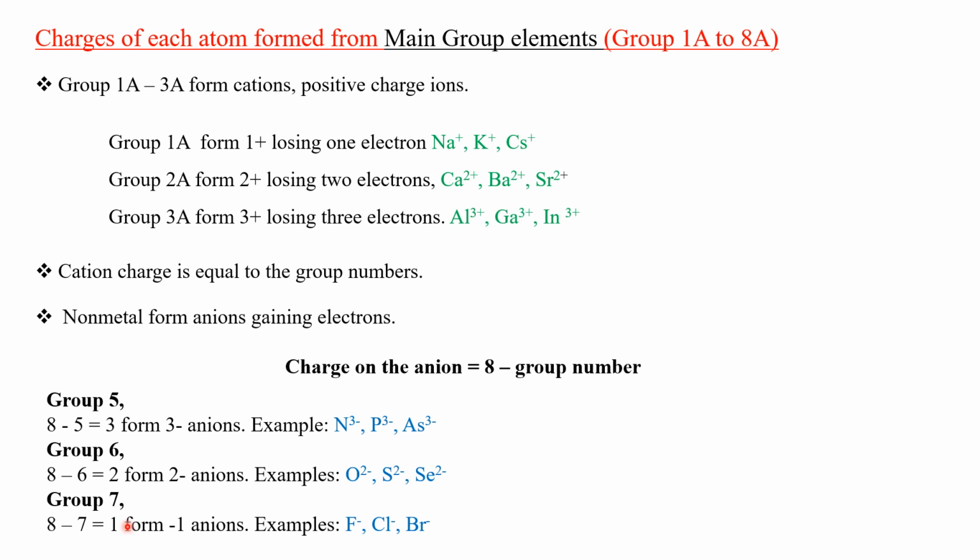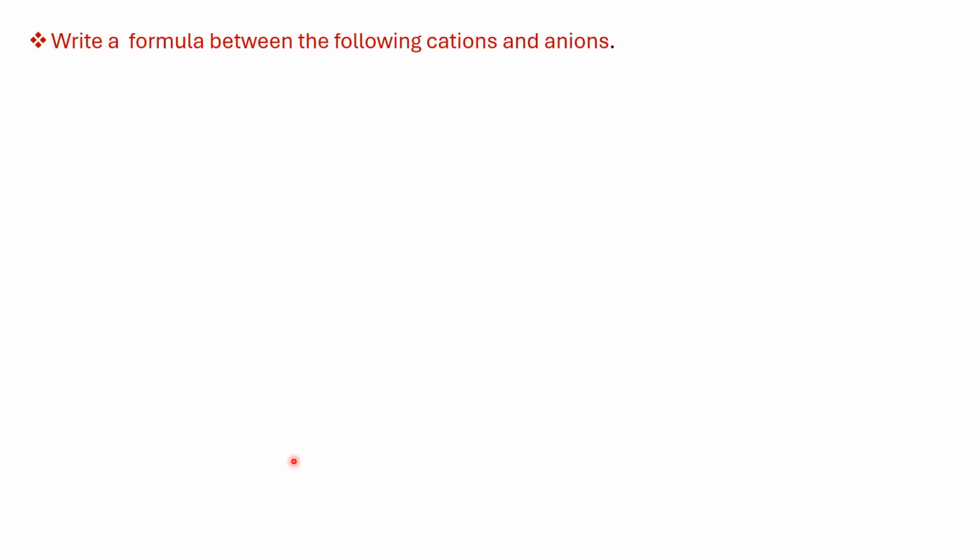Now you can clearly see the cations and the anions. Cations mean positive charge ions, groups 1, 2, 3. Their charges are equal to the group number. Anions come from groups 5, 6, 7. They follow the formula 8 minus group number, and they form anions by gaining electrons. Now, how can we write the formula of an ionic compound by combining a cation and an anion?